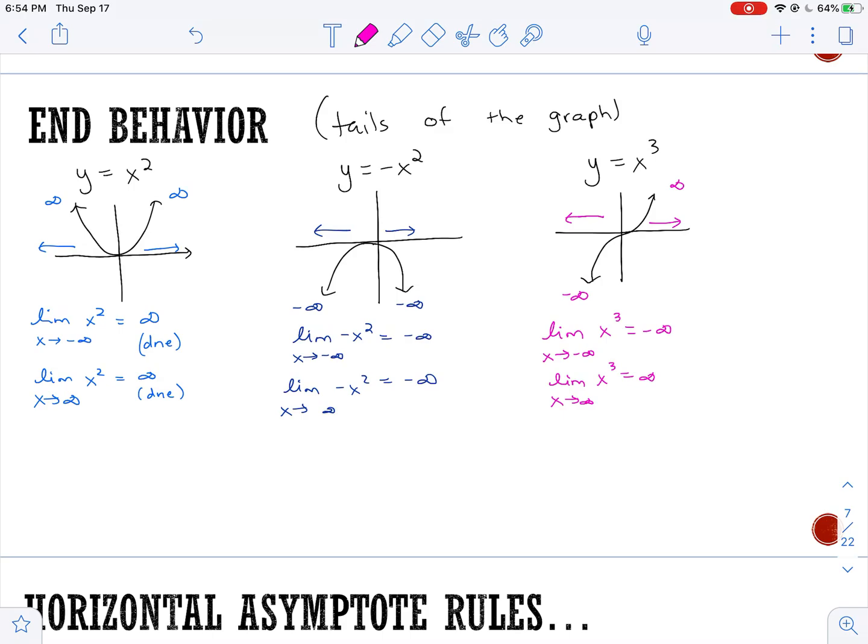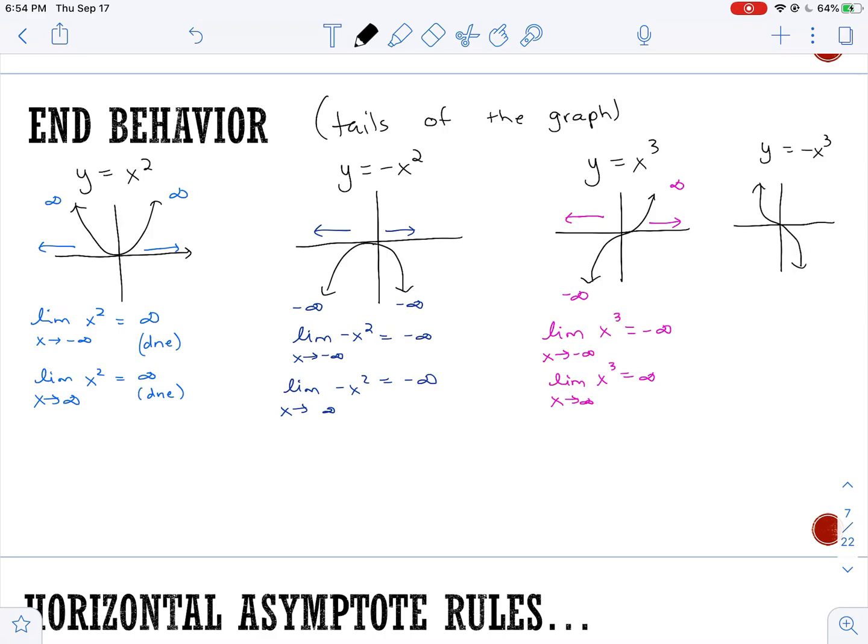And remember, on any limit problem, the first thing you want to try and do is plug in the value. So if I plugged in negative infinity into x to the third, I would have negative infinity times negative infinity times negative infinity, which would be negative infinity.